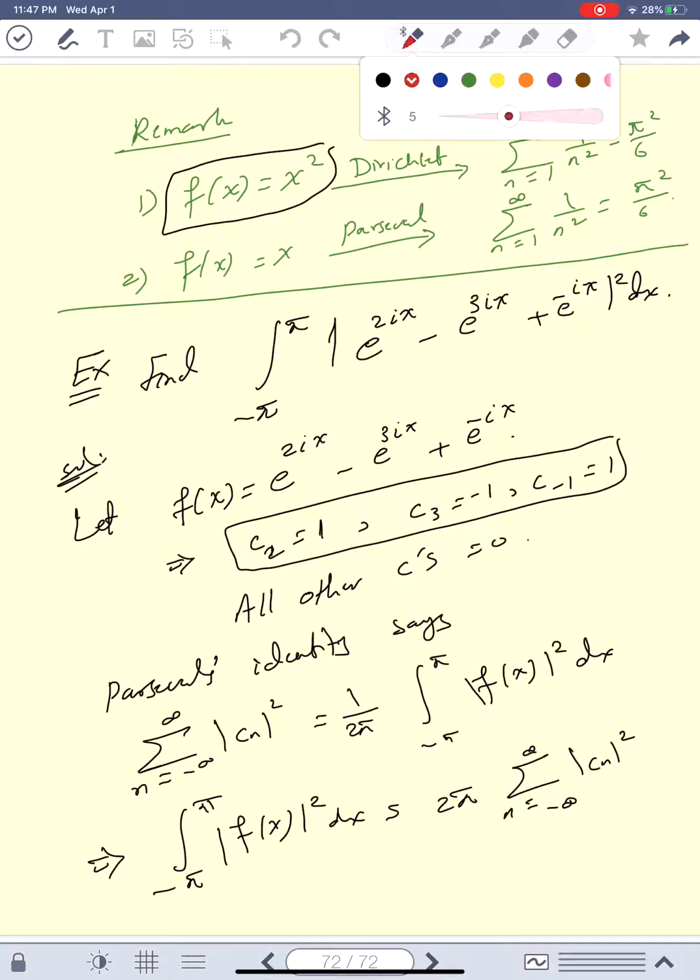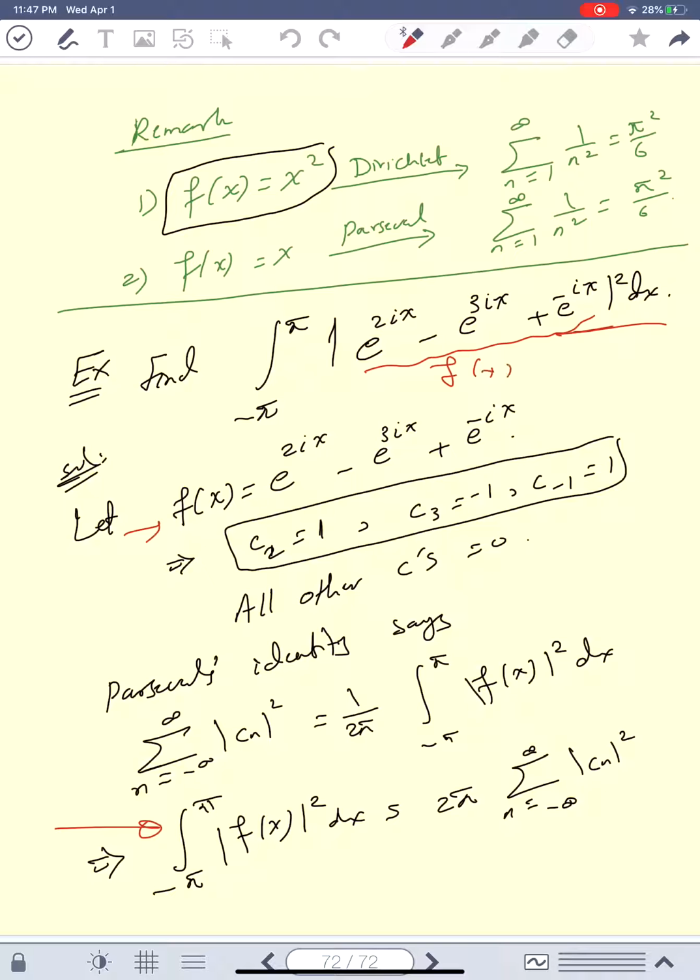What we want is this integral. But this integral is exactly this because we substituted f as this. So if you substitute this as f of x, basically what you wanted to compute is the integral of the absolute value of f squared. And this, of course, reminds everybody of Parseval's identity, because it is about the integral of f squared, relating it to the sum of all the squares of the c's.